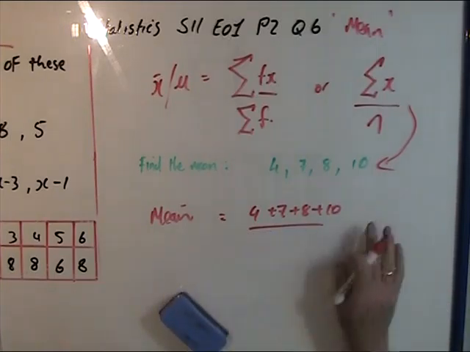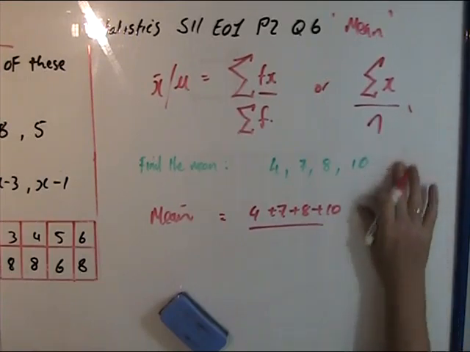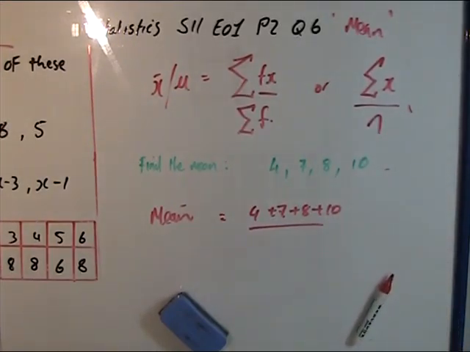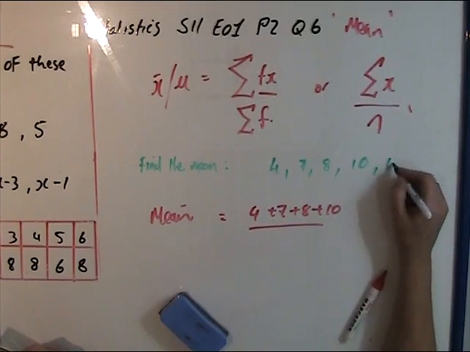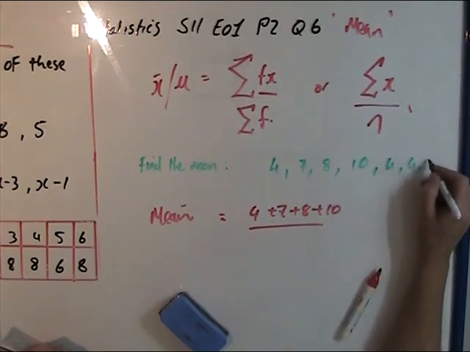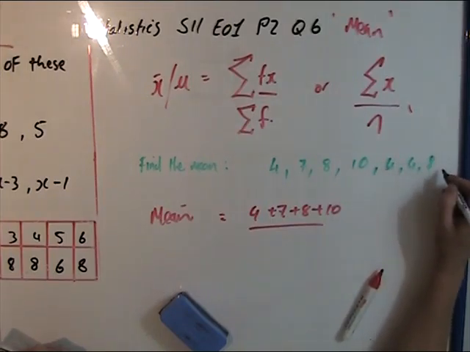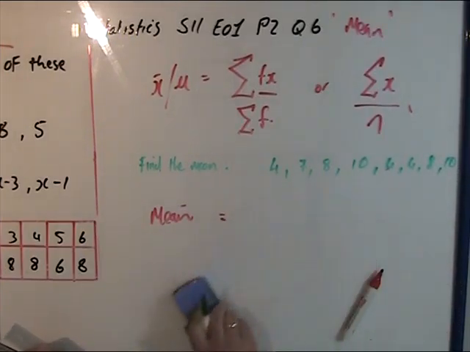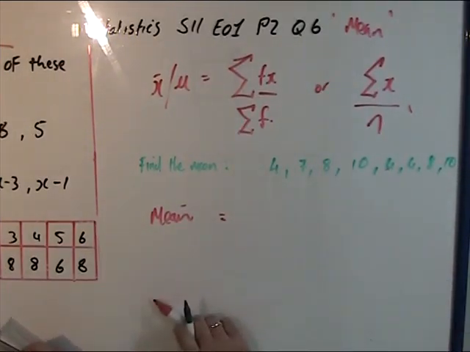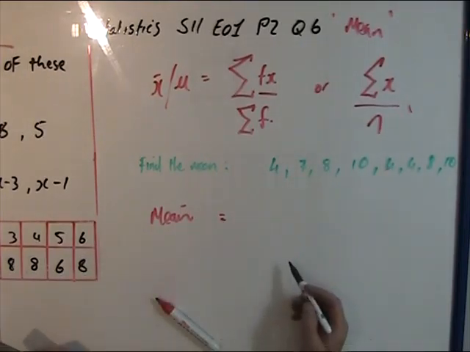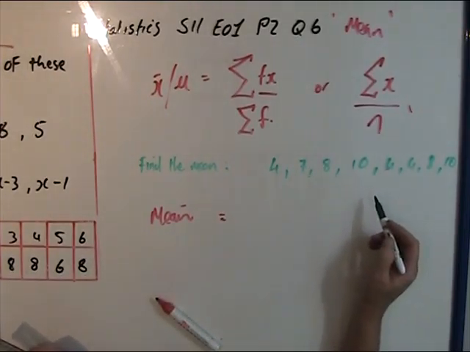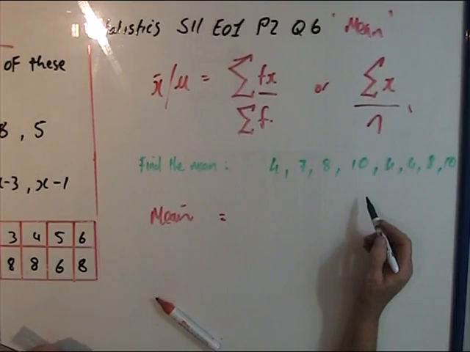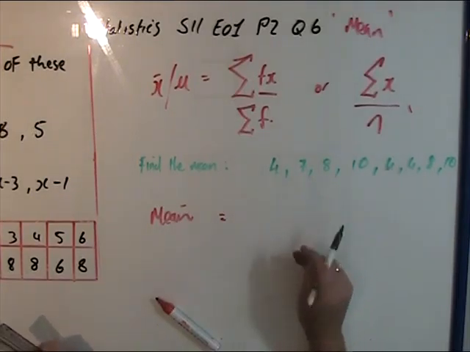Now, what happens if I see this array of numbers again, but this time there's 4, 4, and then it's 8, and then it's 10? Well, then I have to do it a different way, because now I have a frequency. I can draw a table out and put in how many times each number comes up. I'm going to show you how this table would work.